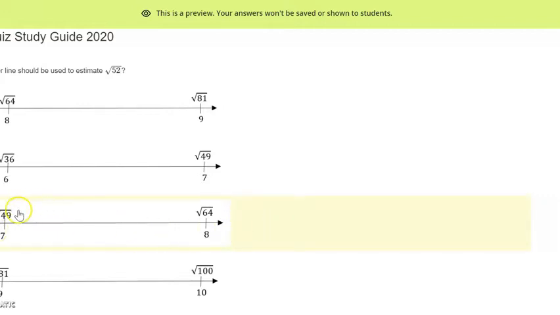Again, 49 is a perfect square because the square root of 49 is 7, which is a whole number. And 64 is a perfect square because the square root of 64 is 8, again a whole number. So I would know that the square root of 52 would have to be somewhere in between the square root of 49 and the square root of 64, which would be the same thing as being in between the numbers 7 and 8. So I know its value should be like 7 point something.